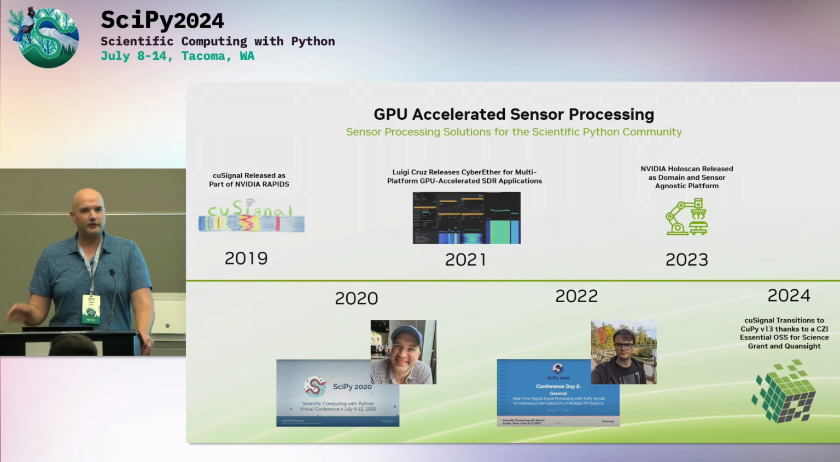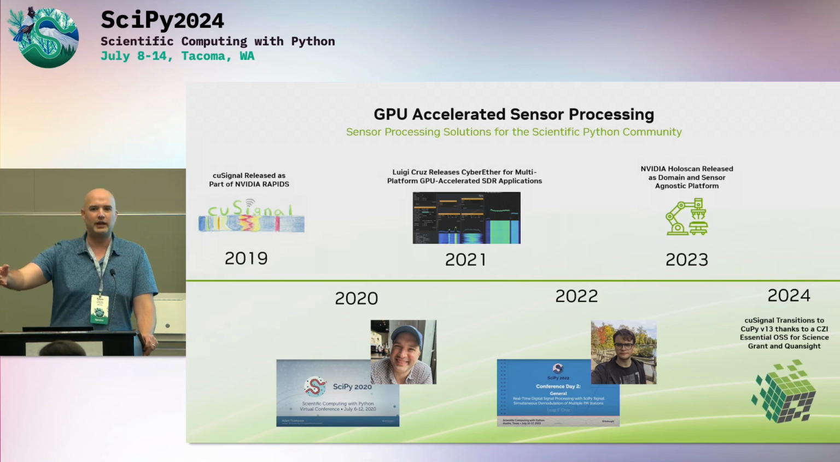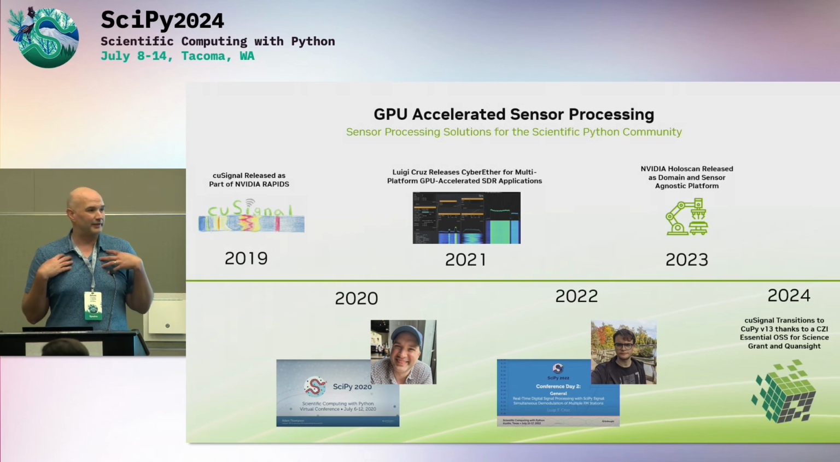So in terms of sensor processing, again, this talk is all about GPUs and sensors. And there is a rich history within the SciPy community, and it's something that's really near and dear to my heart. And it all started in 2019 with the release of a software library called cuSignal. cuSignal was a library that I developed, and it was essentially taking SciPy signal, if any of you are fans of that, and taking that same API, but enabling it to run on a GPU. And so we released it. I made it because I thought it was helpful for me.